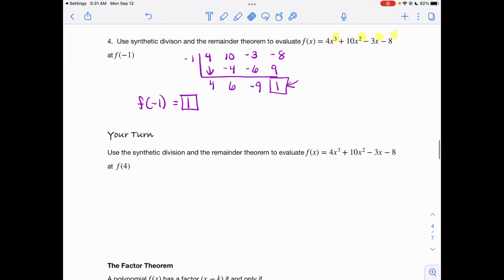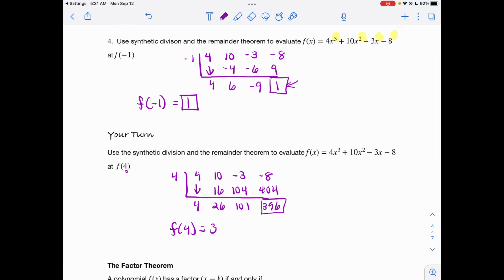So as you can see, this would be pretty easy to do. All I have to do is take 4, 10, negative 3, and negative 8, because my powers are decreasing. Outside goes the 4, because I want to figure out f of 4. So drop down, 4 times 4 is 16, that's 26. 4 times 26 is 104, minus 3 is 101, times 4 is 404, minus the 8 is 396. So therefore, f of 4 is equal to 396.